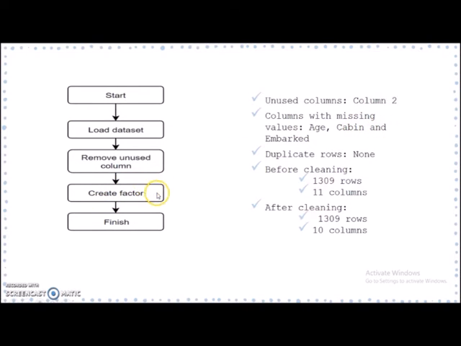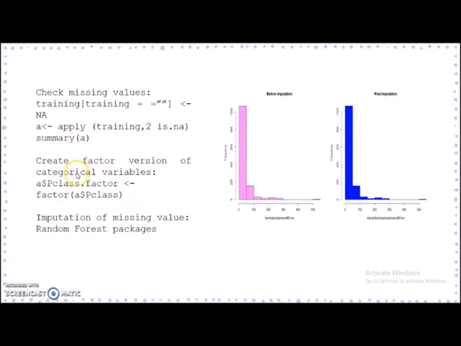The next step is creating factors. We created factor versions of categorical variables for 3 columns in our dataset, which are Pclass, sex, and embark, because storing data as factors ensures that the modeling function will treat such data correctly. And this is an example of the command to create a factor for the Pclass column.